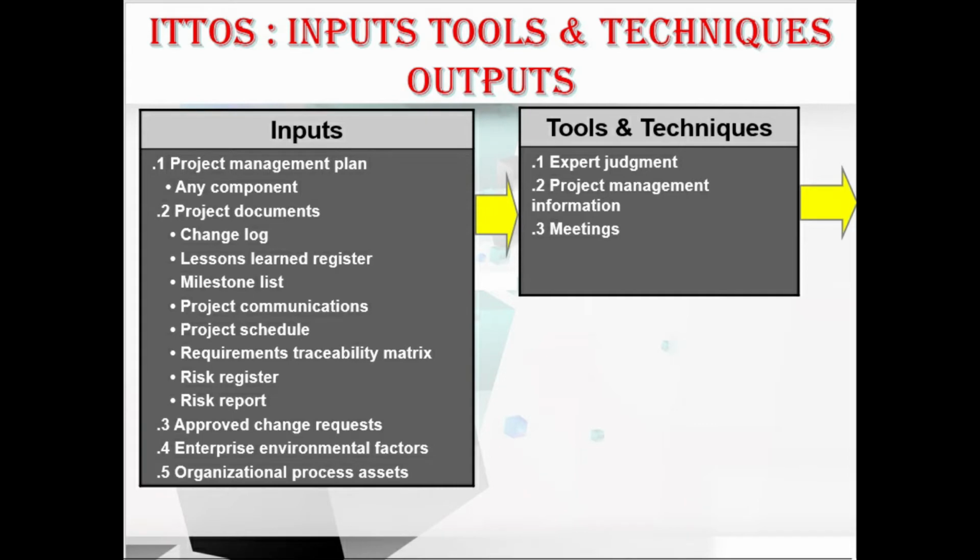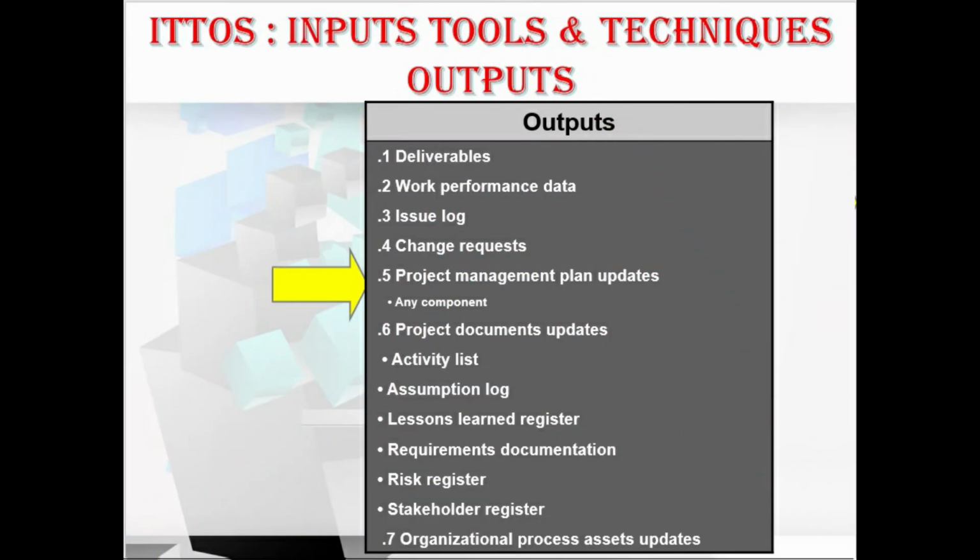Coming to the outputs, we have deliverables, work performance data, issue log, change requests, and the project management plan updates, which contain all components. We have the project document updates, which contain the activity list, assumption log, lessons learned register, requirements documentation, risk register, stakeholder register, and last we have the organizational process assets updates. Okay, fine. Let's discuss its inputs first in more detail.